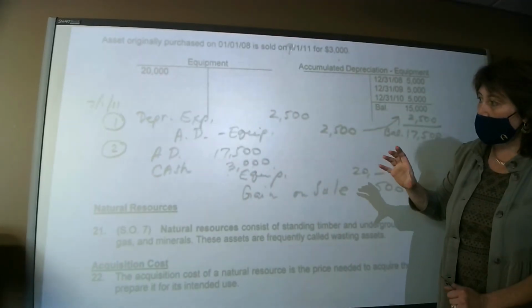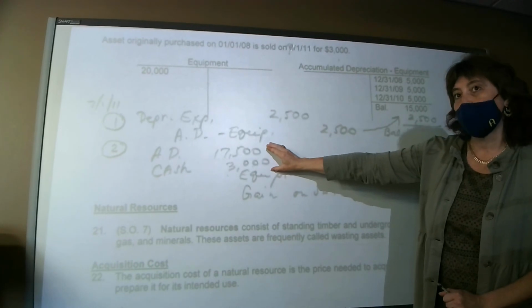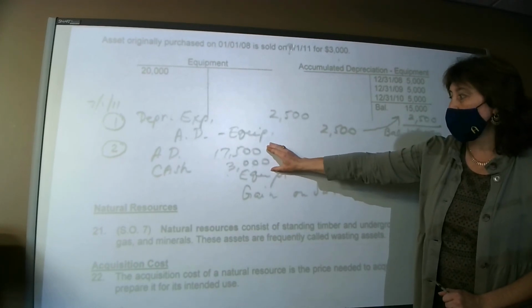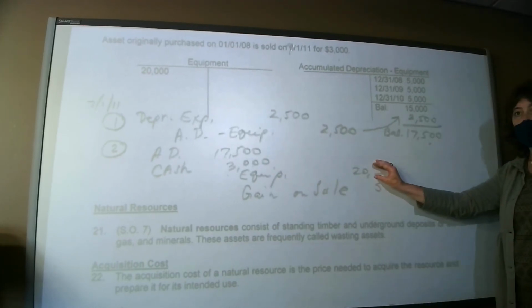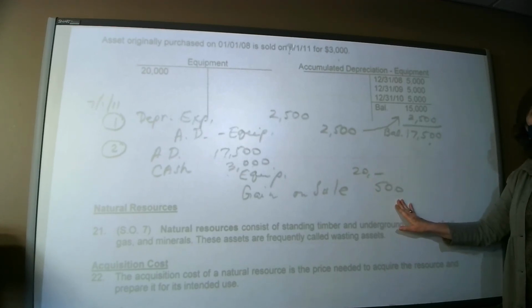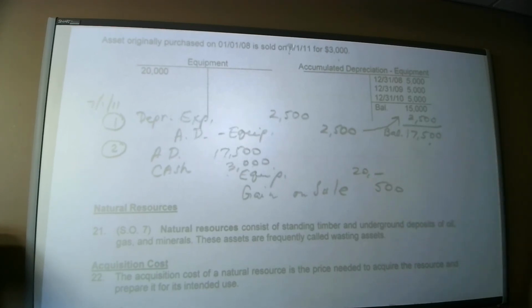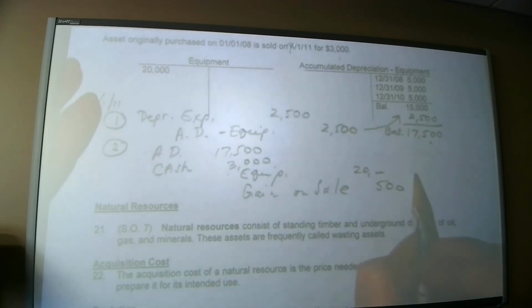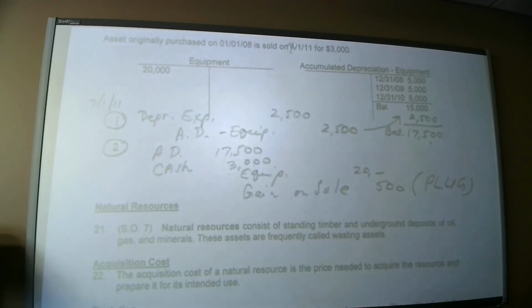And then all I do is see what I have on the debit side total. I have 20,500 and I have 20 on the credit side. 500 is a plug-in. If you want, write for yourself, this gain is a plug. You plug in gain or loss, whatever is missing.